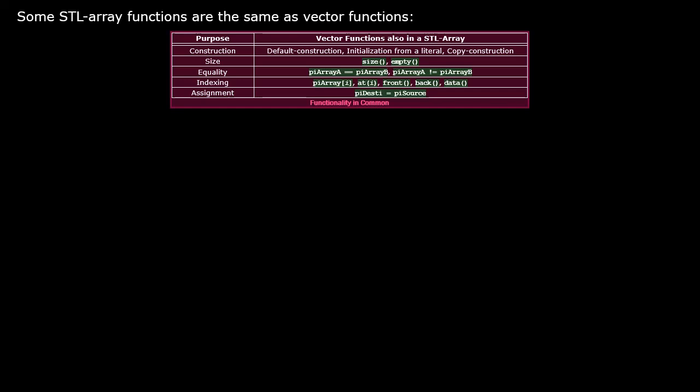The data function is just another way of programming an expression for the address of the first item. You can use the assignment operator to assign a STL-Array from another STL-Array.